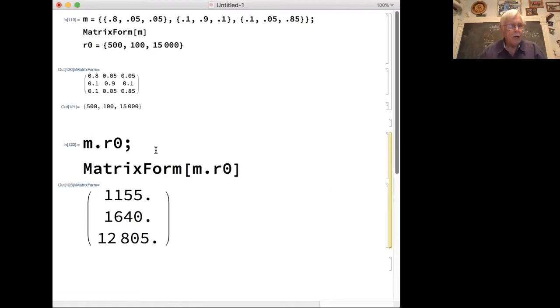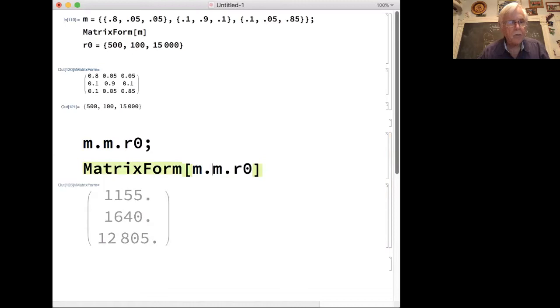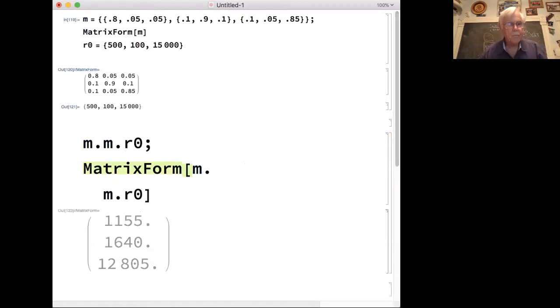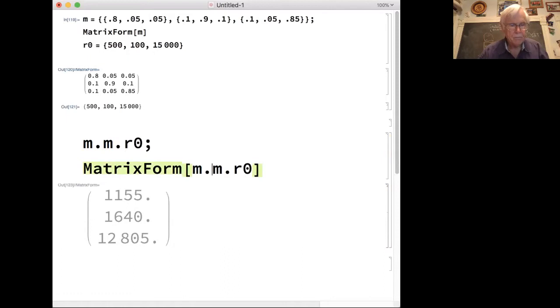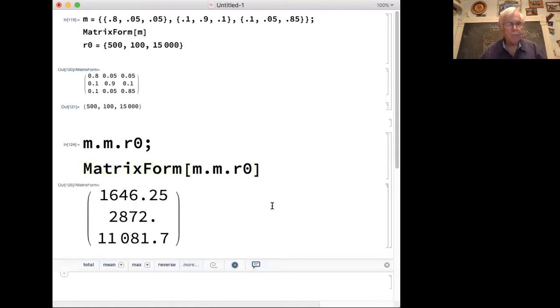So what would we get if we did a second year? Multiplying by M is like iterating year after year. So after 1 year, it's M times R0. After 2 years, it would be M times that. So let's see what we get. Uh-oh. Let's try again.